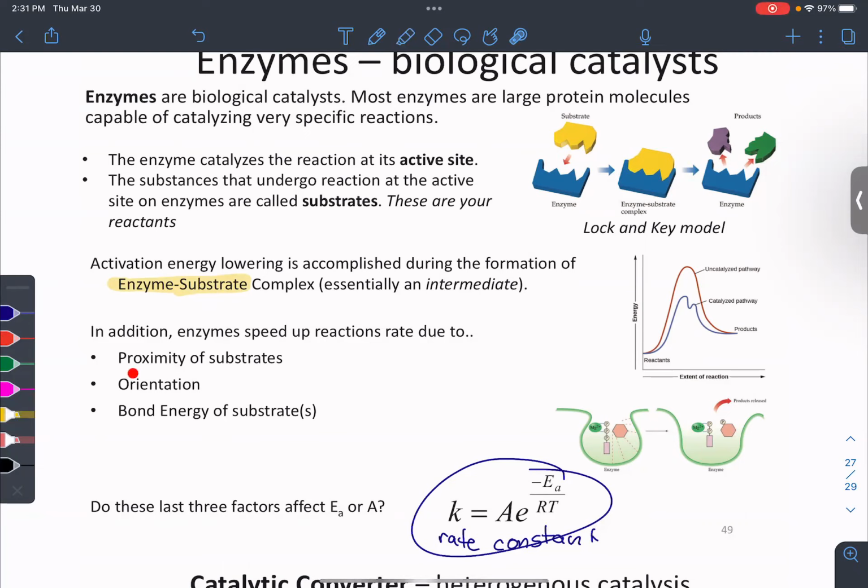What that enzyme does is grab your substrate, your reactant, and bring them really close together. If it brings your reactants close together, it improves the collisions. So by bringing together your substrates or reactants, you increase your frequency factor, the amount of collisions that happen.